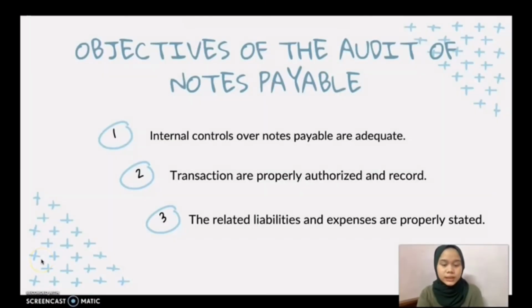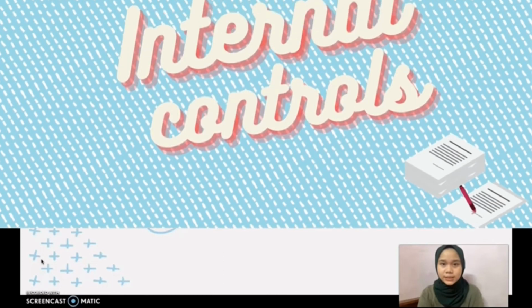And the third one is that the related liabilities and expenses are properly stated according to the 7 of 8 balance-related audit objectives, which are accuracy, existence, completeness, classification, cut-off, detailed tie-in, and rights and application.